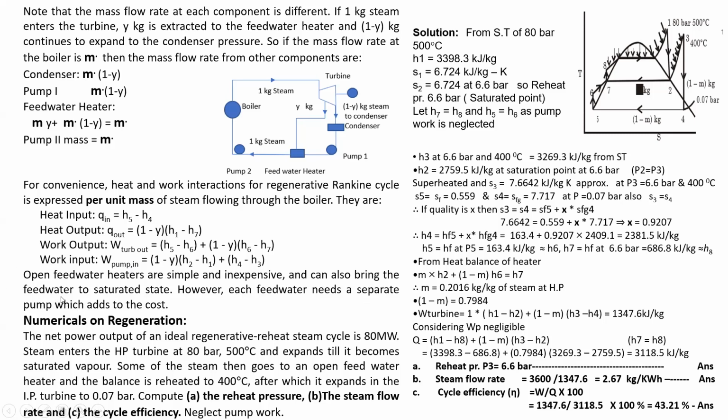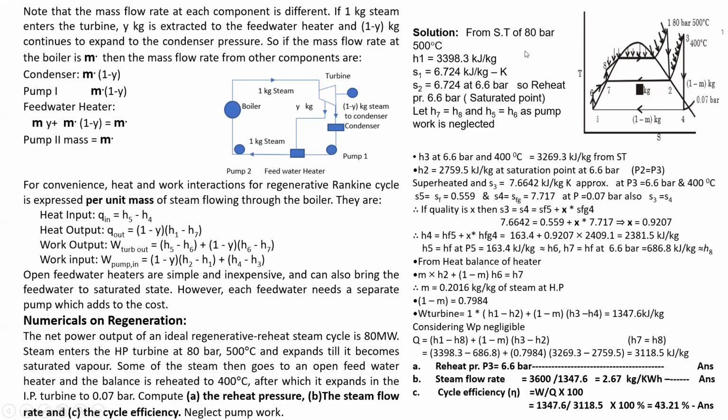Numerical on regeneration: the net power output of an ideal regenerative reheat cycle is 80 megawatt. Steam enters the HP turbine at 80 bar and 500 degrees centigrade and expands till it becomes saturated vapor. Some of the steam then goes to the open feed water heater and the balance is reheated to 400 degrees centigrade, after which it expands in the LP turbine or IP turbine to 0.07 bar. Determine the reheat pressure, the steam flow rate, and the cycle efficiency. Neglect the pump work here.